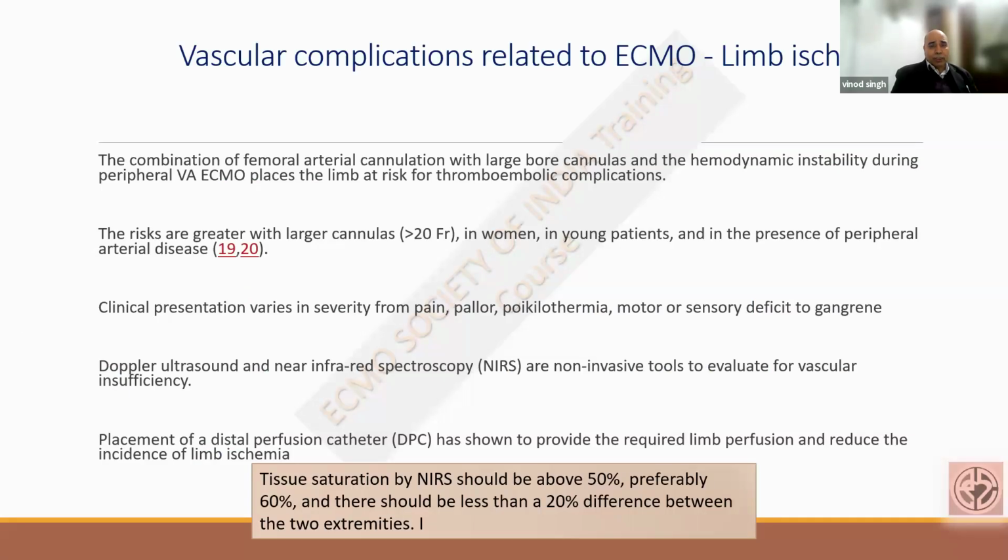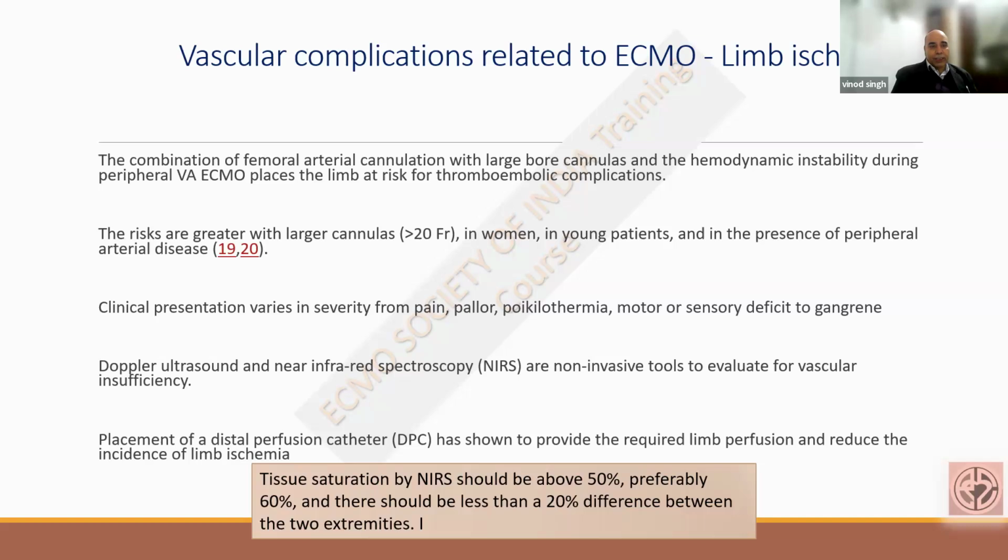Now, very important vascular complications. If you are running ECMO, or in future want to run ECMO, you must know how to prevent, how to treat, and how to recognize limb ischemia in a patient who has VA ECMO. The combination of femoral arterial cannulation with a large bore cannula and hemodynamic instability like non-pulsatile flow during peripheral VA ECMO places the limb at risk of thromboembolic complications. Usually we try to keep the cannula size less than 20 French in VA ECMO. The risks are greater with a large cannula, more than 20 French.